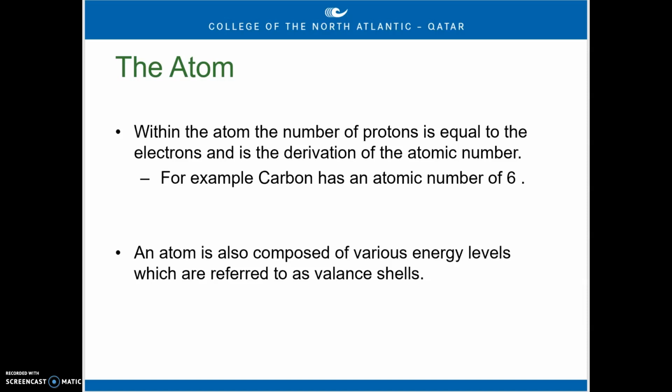Now, an atom is composed of various energy levels which orbit around the nucleus. These energy levels are called valence shells, and these valence shells fill with electrons. So this is the general basic structure of an atom. Like I said, you're going to get a lot more of this when you do your chemistry courses.